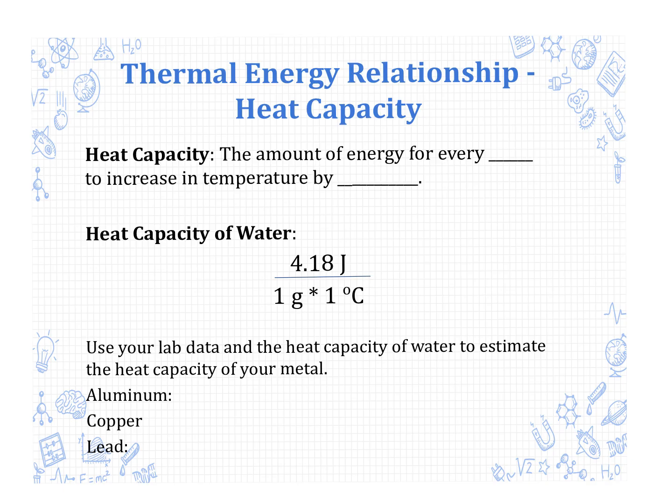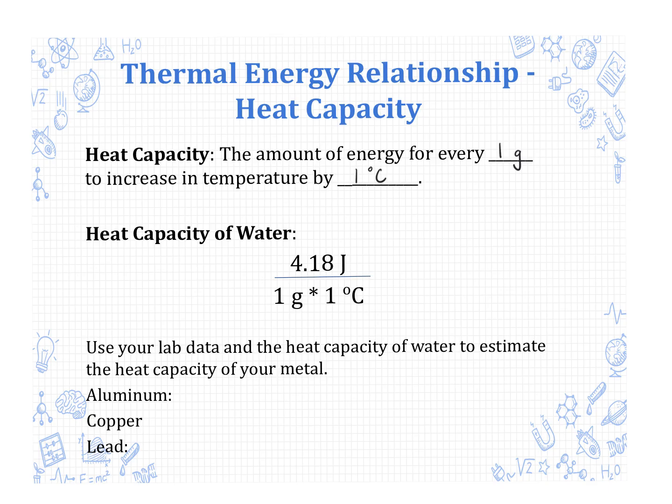So we define a constant. It's constant for each type of substance, but different for different types of substances. It's called the heat capacity. Heat capacity is the amount of energy for every 1 gram of a substance to be increased in temperature by 1 degree Celsius.